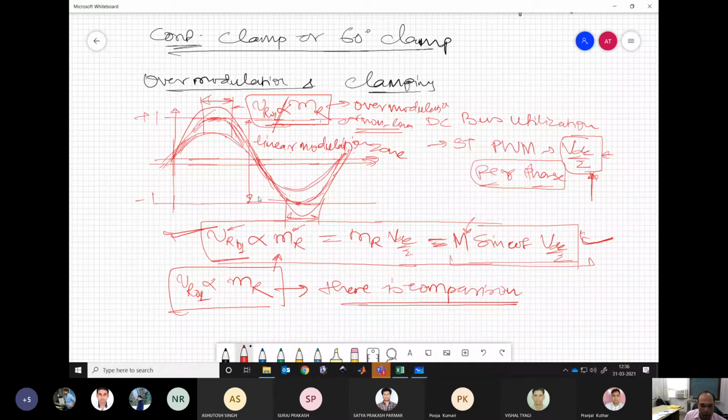Now, to increase the utilization, what we said is that we can inject some third harmonic in this. So third harmonic will be something like this. What it is doing? It is adding some negative component near the peak. So then peak is coming down. So our resultant wave is becoming like this.